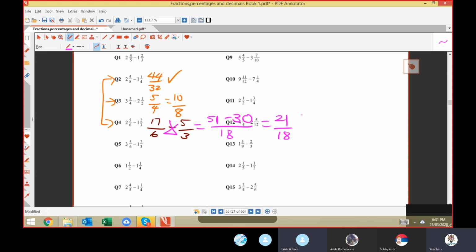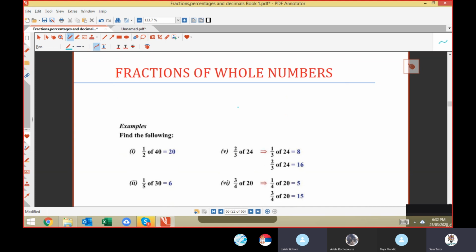21 over 18. If we did have to simplify this, what number would I divide by? We go 3, 3, 7, 3. You were right, it is 3. So 21 divided by 3 becomes 7, and 18 divided by 3 is 6. All right, good job, you guys.